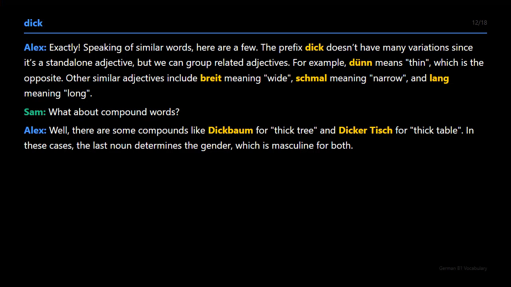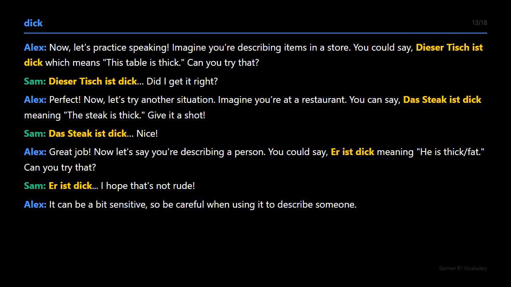Now, let's practice speaking. Imagine you're describing items in a store. You could say, "Dieser Tisch ist dick," which means this table is thick. Can you try that? Dieser Tisch ist dick. Did I get it right?